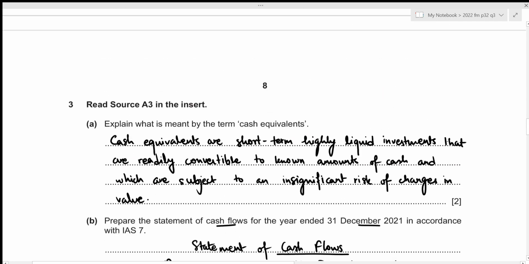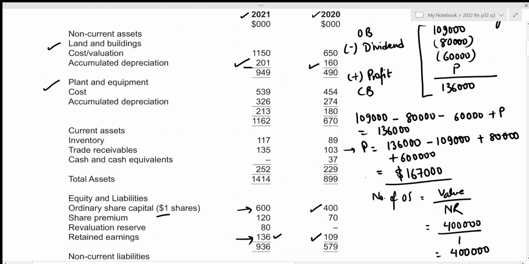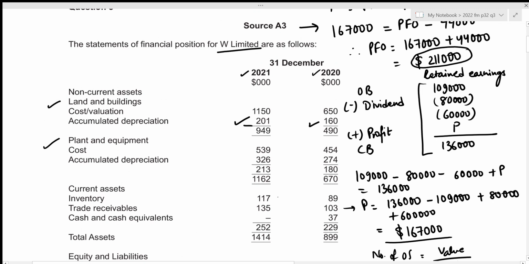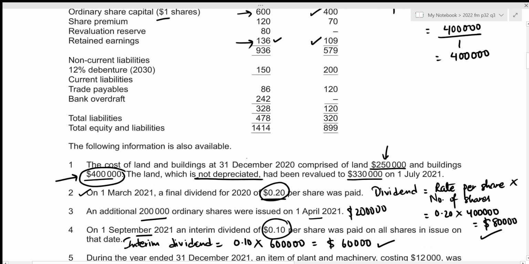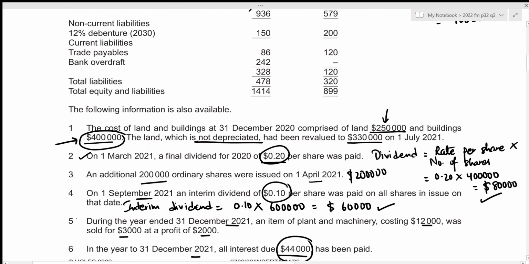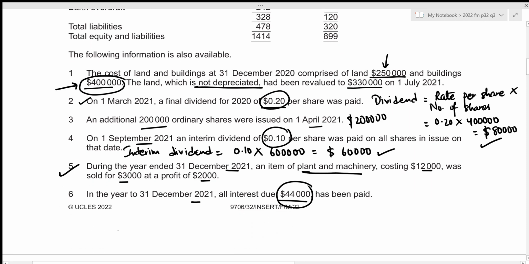Then the next step would be to figure out the depreciation for plant and machinery in a similar manner. We can see that our accumulated depreciation last year was 274,000, whereas the accumulated depreciation for this year is 326,000. Let's see if we have any adjustments to be made. Okay, right here, we are told that we sold an item of plant and machinery costing 12,000, and it was sold for 3,000 at a profit of 2,000. So let's figure out the net book value first. We know that profit is just the difference between the sales proceeds and net book value, right?